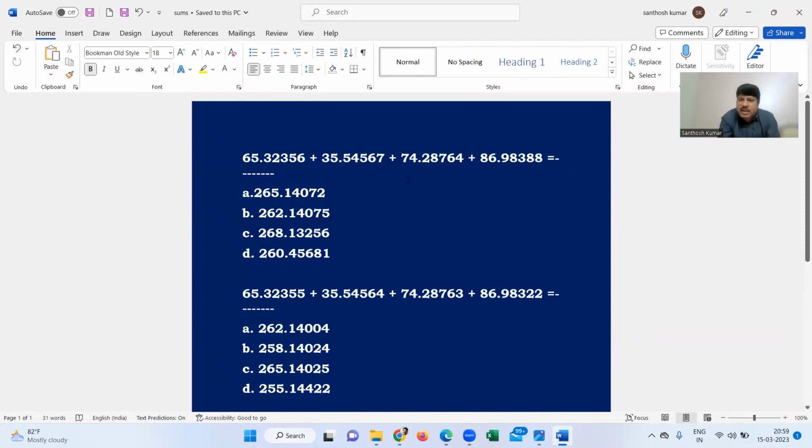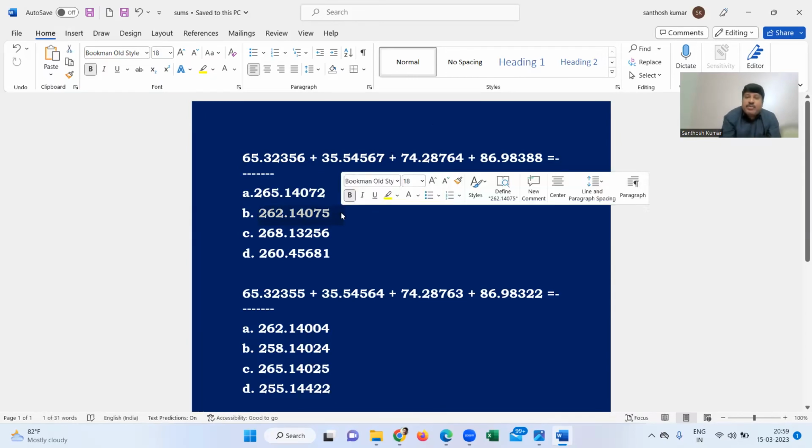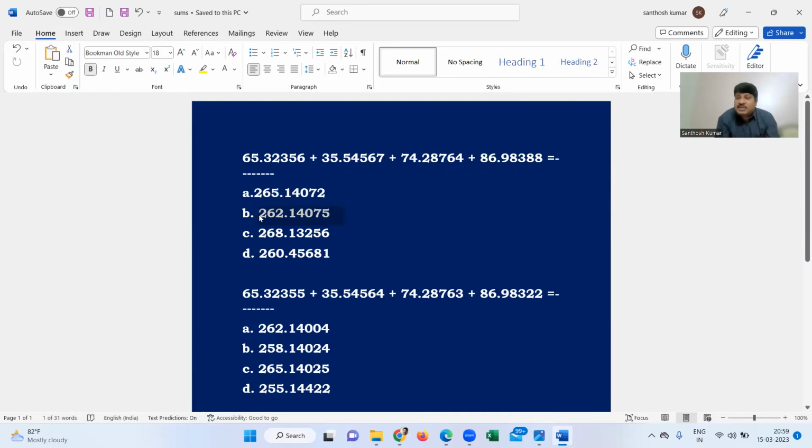Instead of that, if you add the units places, that means the last digits, here 6 is there, 6 plus 7, that is 13, 13 plus 4, that is 17, 17 plus 8, that is 25. That means the last digit is 5. So which number ends with 5 here? This one, yes. So B is the option, isn't it? No other number is ending with 5 here. So definitely this will become the answer, isn't it?